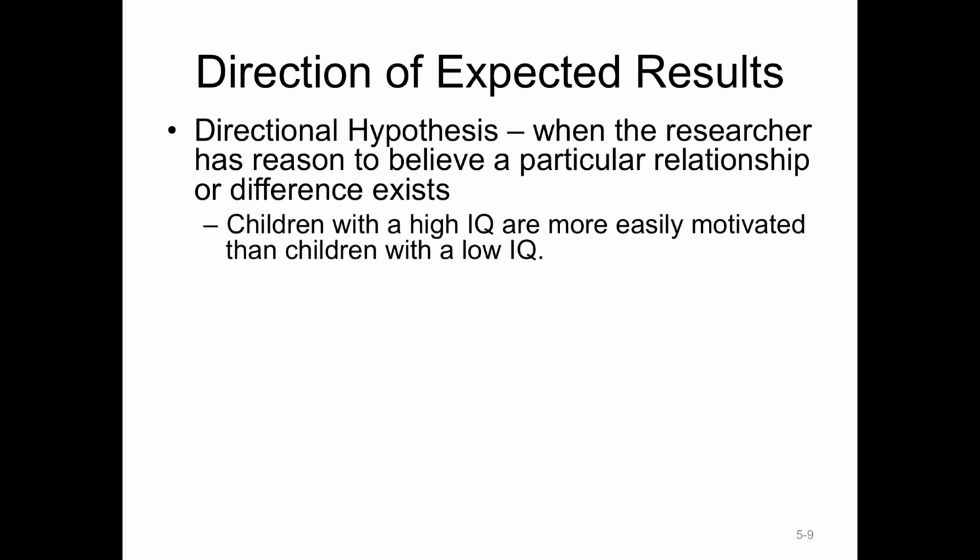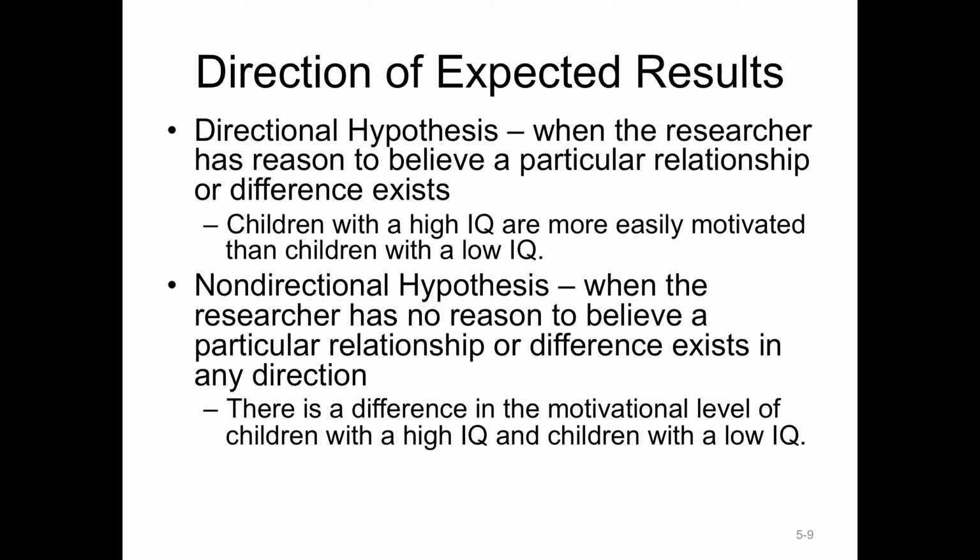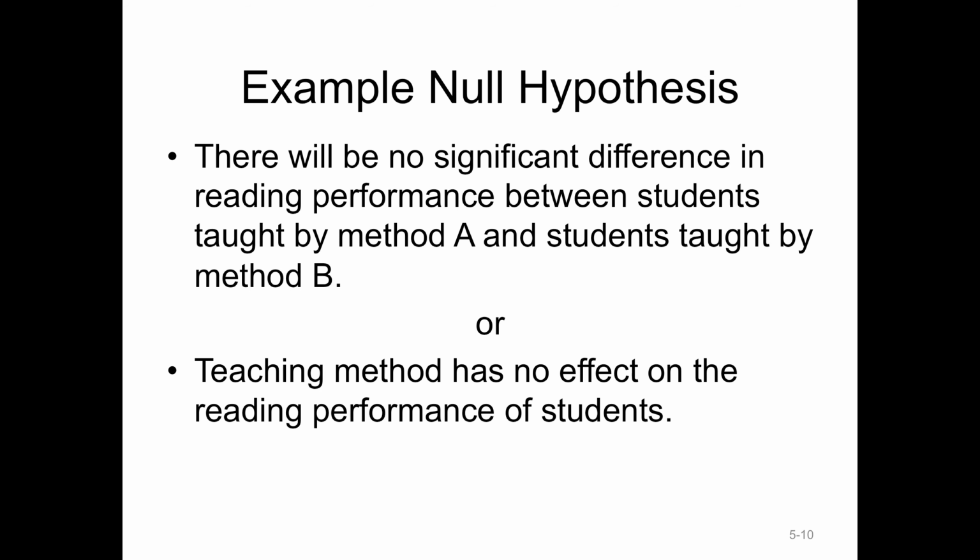So children with higher IQ are more easily motivated than children with lower IQ. A non-directional hypothesis is when the researcher has no reason to believe a particular relationship or difference exists in any direction. So you know that exercise training is going to make a difference, but you're not exactly sure how. Or altitude training is going to make a difference in VO2 max, but you're not exactly sure how. So there's a difference in the motivational level of children with high IQ versus low IQ. So there is a difference. We don't know which direction there is.